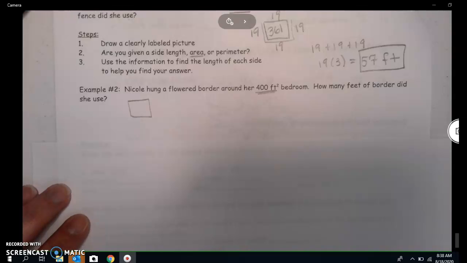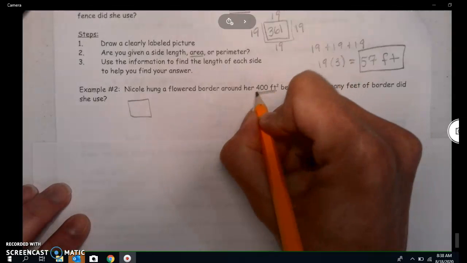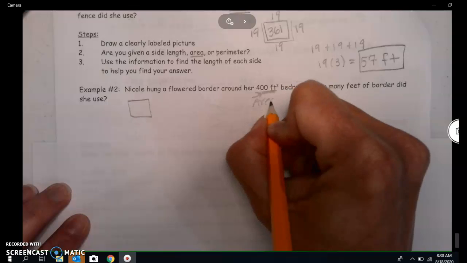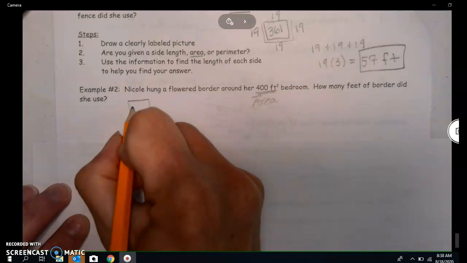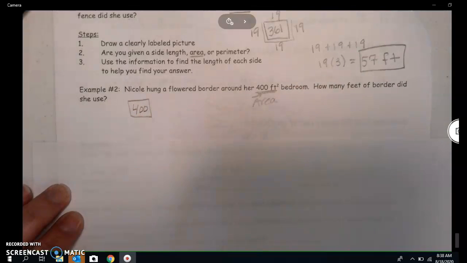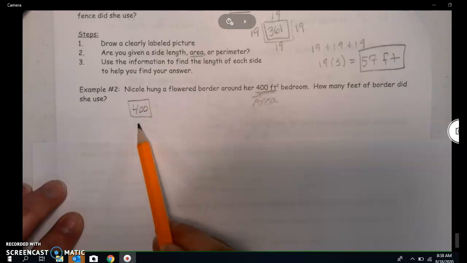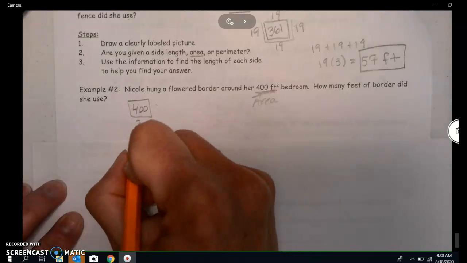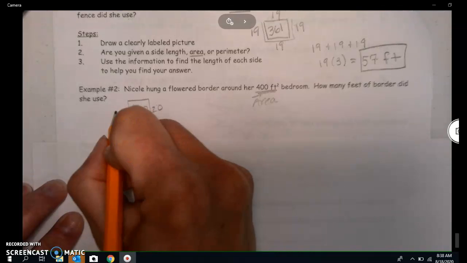400 feet squared represents the area. Okay, so we know that's the area. So that refers to the inside. But we have no idea what the outside is. So we have to think, all right, well, area is length times width. What times what is 400? And the answer for that would be 20. So we know each side is 20.